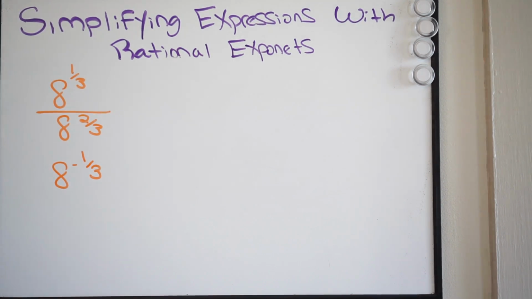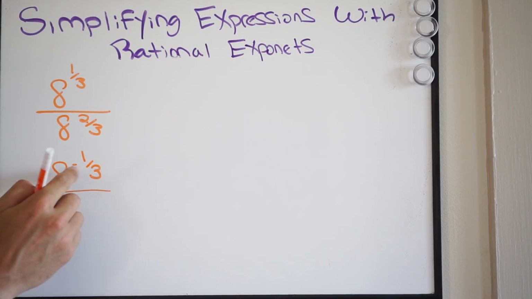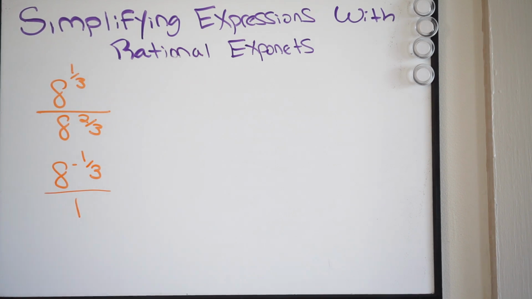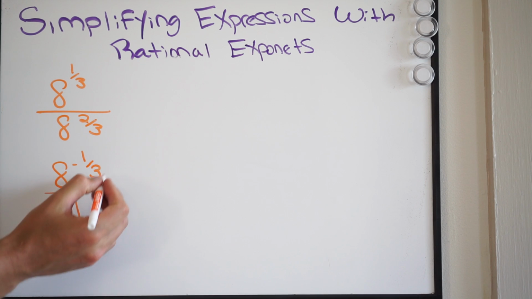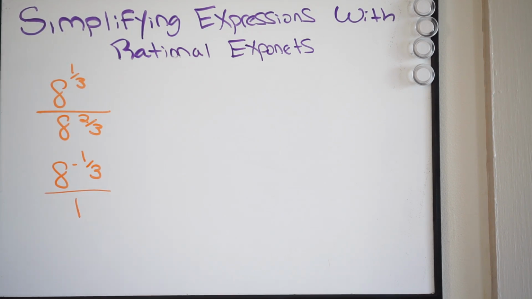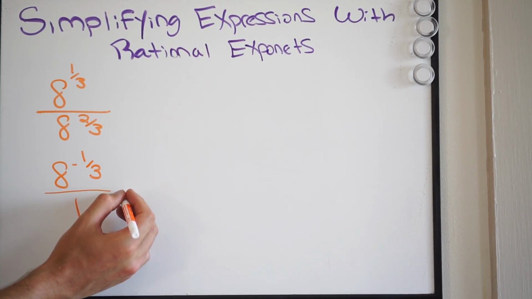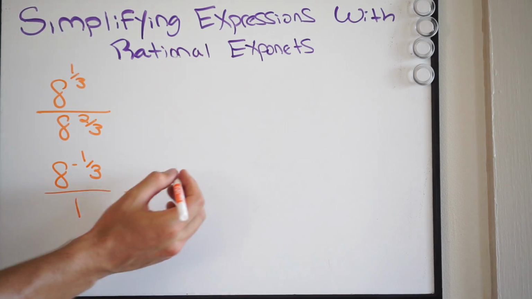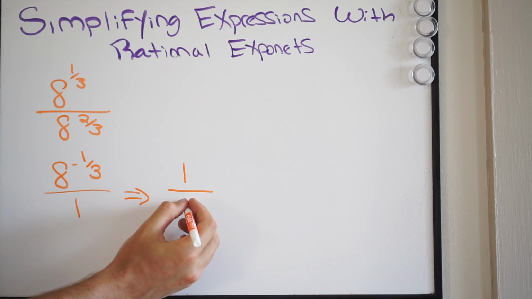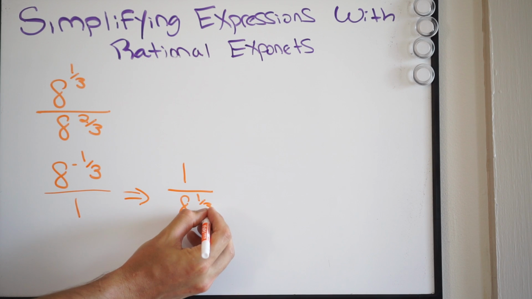Well, let's think about this. How can we go a little bit further? Recall your properties of exponents. If we have a negative exponent, how can we rewrite that? Well, we would put it in the denominator. This is really 8 to the negative 1/3 over 1. So if we're dealing with a negative exponent, which we are, this whole thing will get moved to the denominator and it will make the exponent positive. So we can rewrite this as 1 over 8 to the 1/3 power.